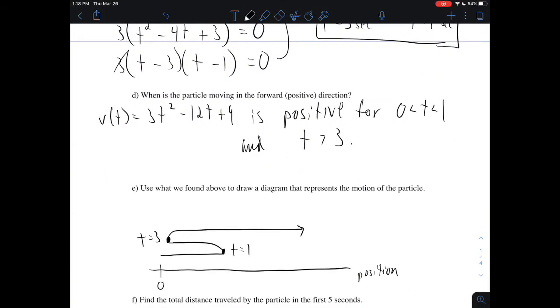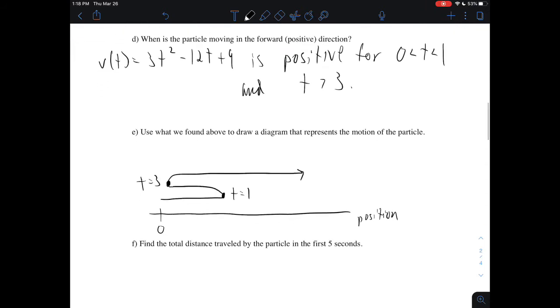The only things that we don't quite know yet are just what are these positions? How far did it get from 0 after 1 second? And then how far did it travel going back to time equal to 3 seconds? And then so on. So we're actually going to answer that in part F.